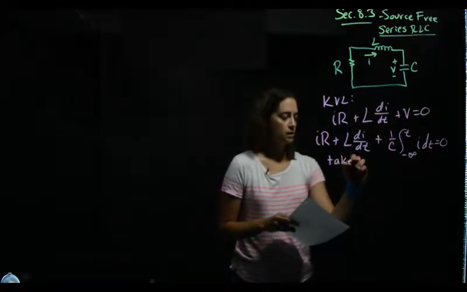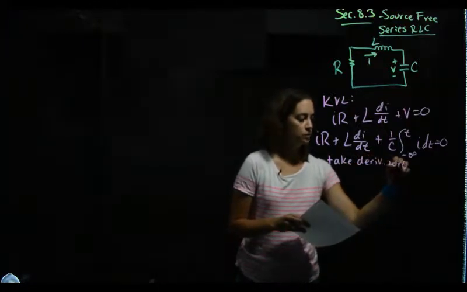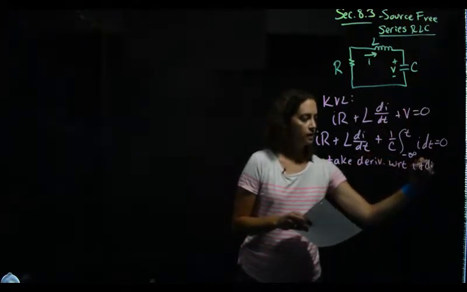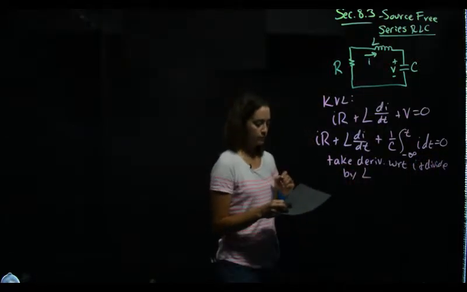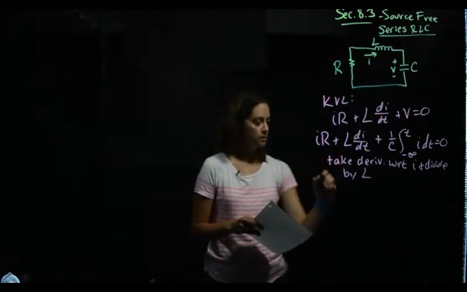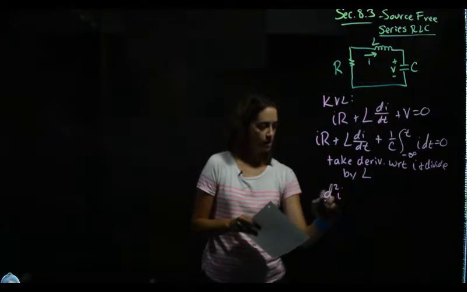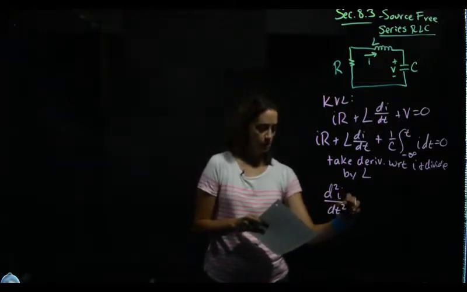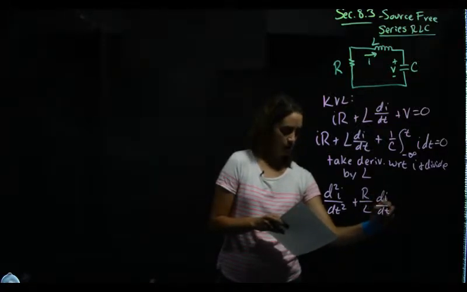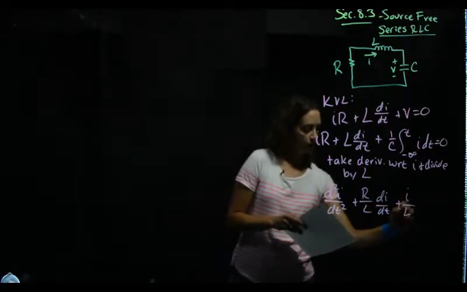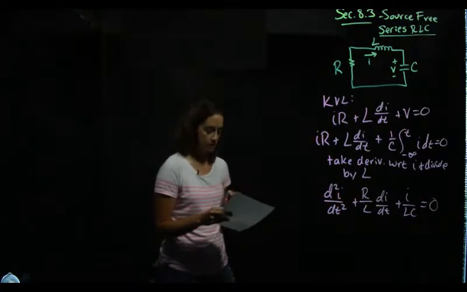So I'm going to take the derivative with respect to t and divide by L. If I do that, and rearrange a little bit, I get d squared I/dt squared plus R over L dI/dt plus I over LC equals 0. So I need a solution for this.